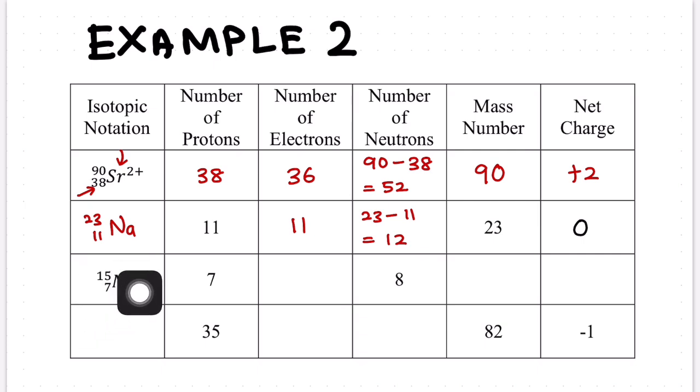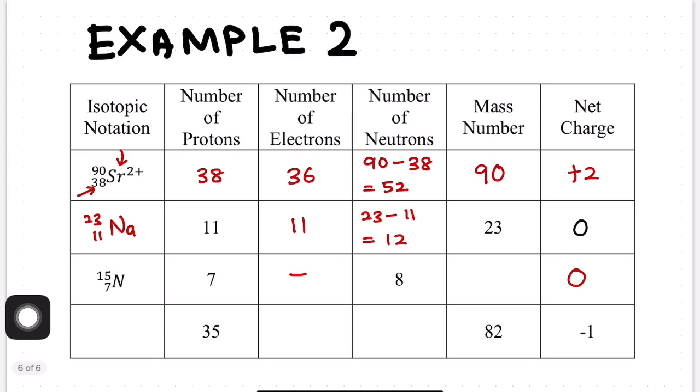And this is also an atom. As you can see, there is no charges. And I'm going to write here net charge 0. So the proton number and electron number is going to be the same. And the mass number will be 15.